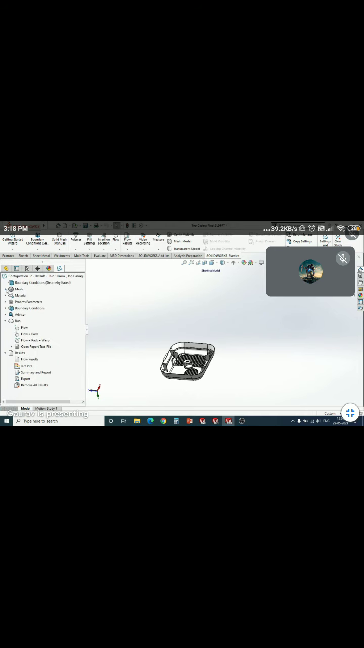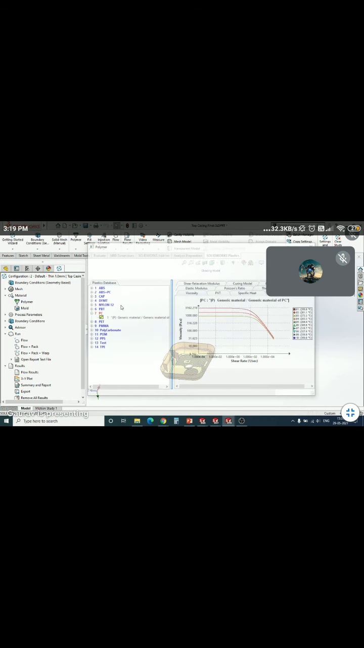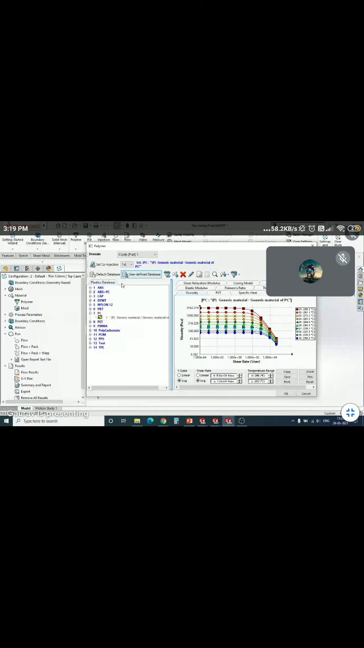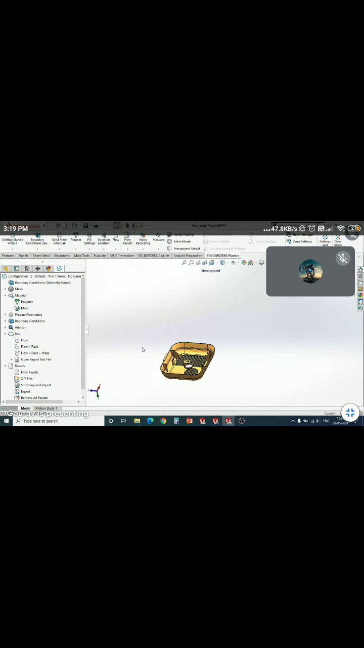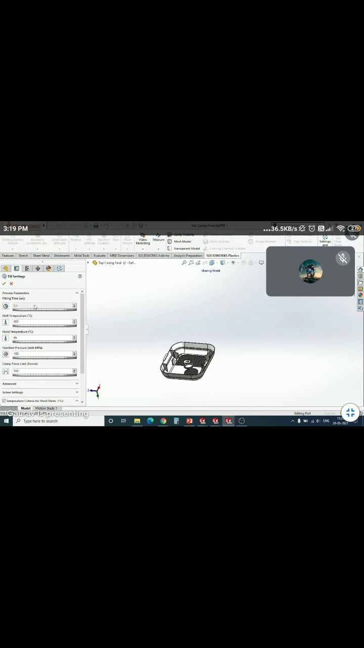Yes, right? So the first thing we do is provide the material for the plastic. Either it can be user defined or we have the default database also. You can sort it by family or sort it by company. If you're using plastic of this Bayer company, all these standard plastic materials are included, correct? Then you can specify various settings over here: what should be the fill time, what is the injection pressure limit, and so on.